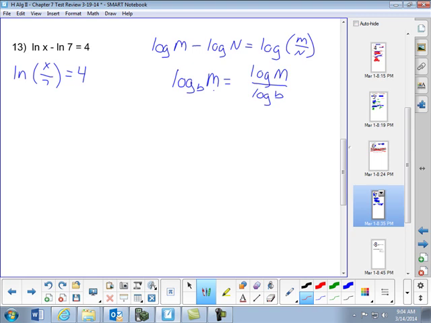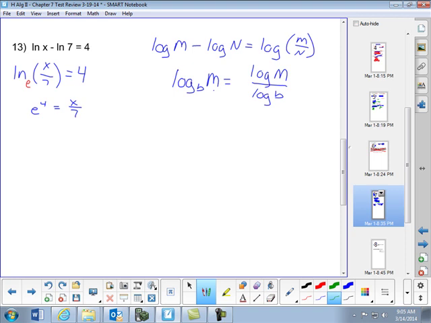Because we're going to swoop. Well, natural log, remember, is log base e. So we kind of have an invisible e there. So this is e to the 4th equals x over 7. Now remember, e to the 4th is a number. This is not a variable. E is a constant, so e to the 4th is a number.